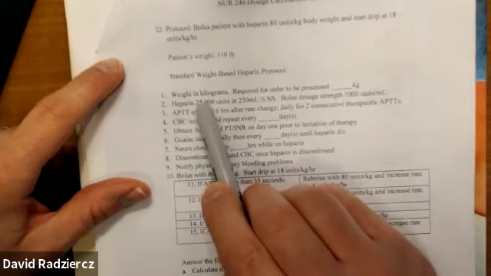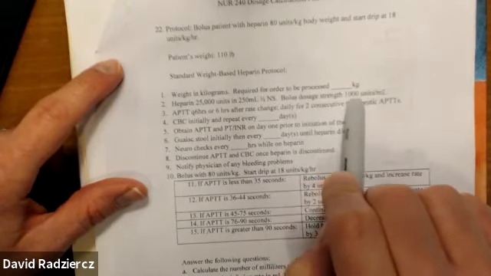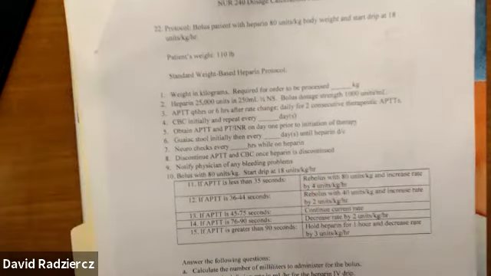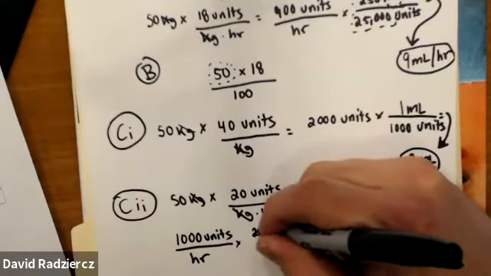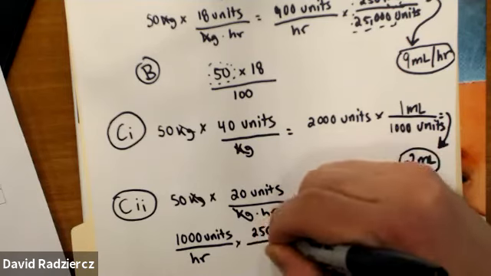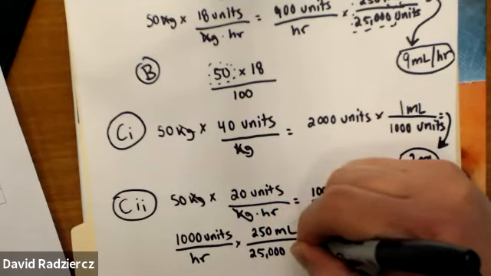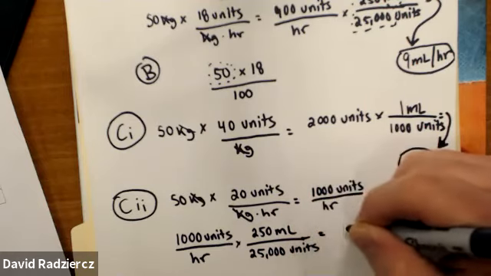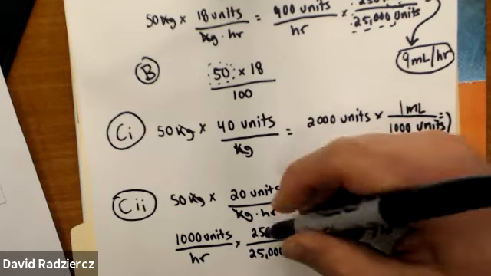Notice it says the heparin 25,000 units in 250 milliliters, half normal saline. So that's what I need in order to calculate the IV drip. Bolus dosage strength is what I need to calculate the bolus. So 250 ml, 25,000 units, and then we'll get 10 milliliters per hour.